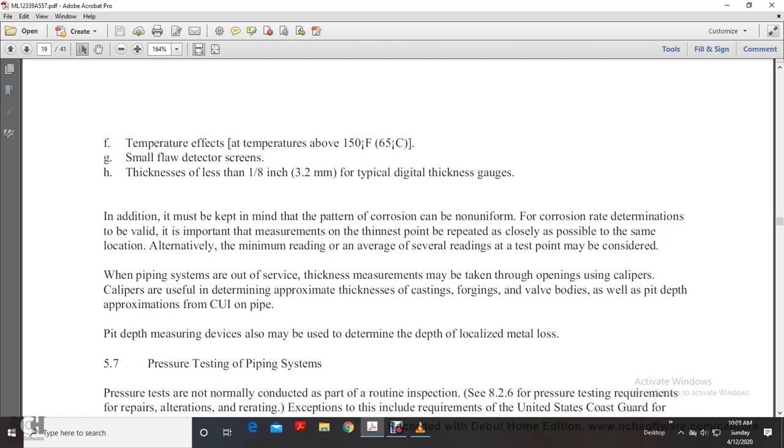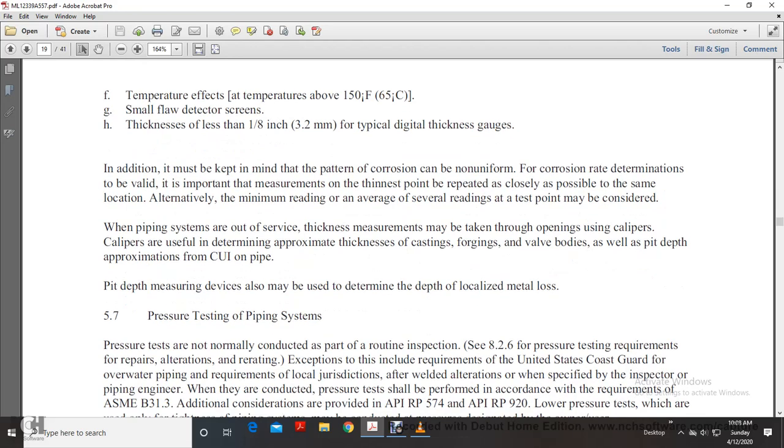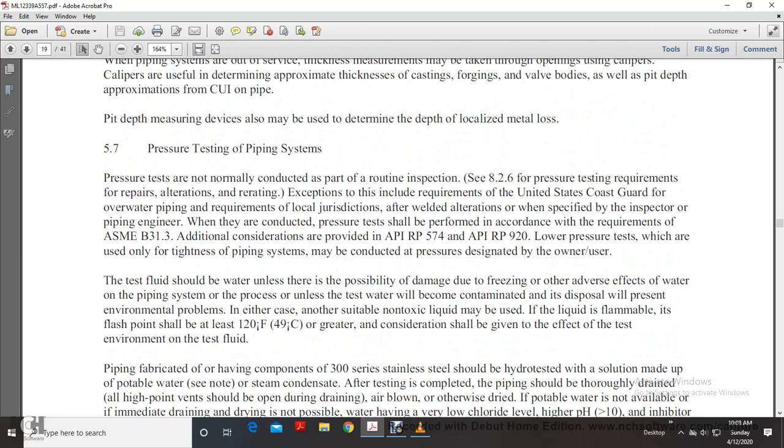Surface thickness measurements may be taken from the openings using calipers. Calipers are useful for determining approximate thickness of castings, forgings, and valve bodies, as well as pit depth, approximately, from corrosion under insulation on pipe. Alright, a pipe pit depth measuring device also may be used to determine the depth of localized metal loss.